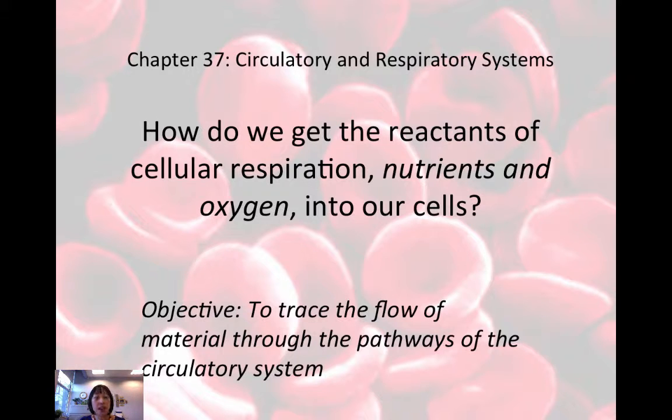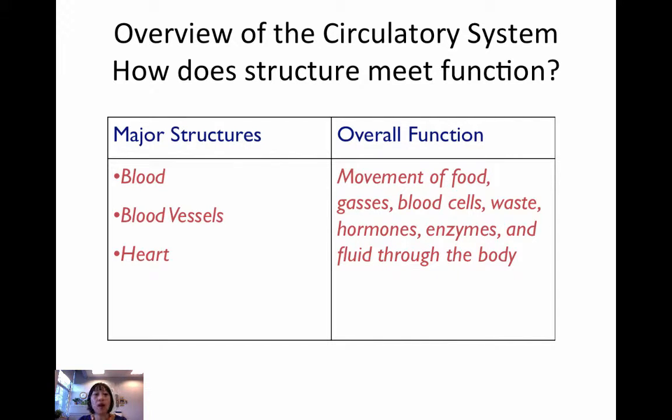So our objective today is really going to be to understand enough about the circulatory system that we can trace a path from where nutrients enter into our body to where they're used in our body, namely our muscle cells, our brain cells, and understand the flow of blood and nutrients through our body, through the pathways of the circulatory system.